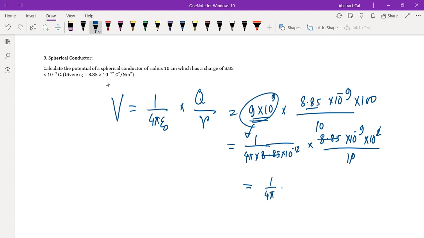Okay. So 10 to the power minus 9 means 10 to the power minus 8 into 10 to the power 12. So 1 over 4 pi into 10 to the power 4 volt. If you want to calculate, please do that with a calculator. Okay, just simple maths or calculation.